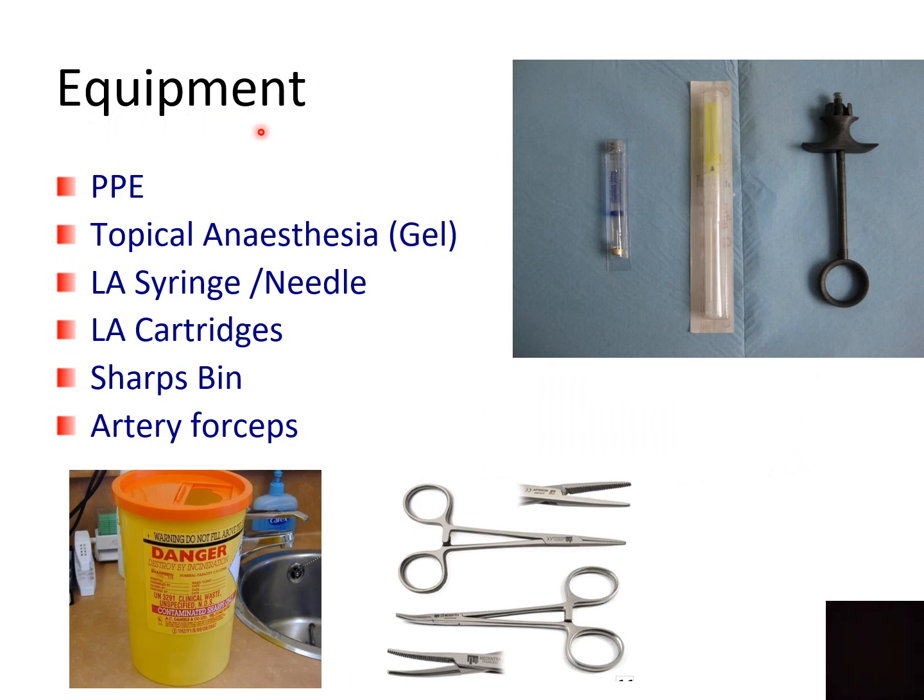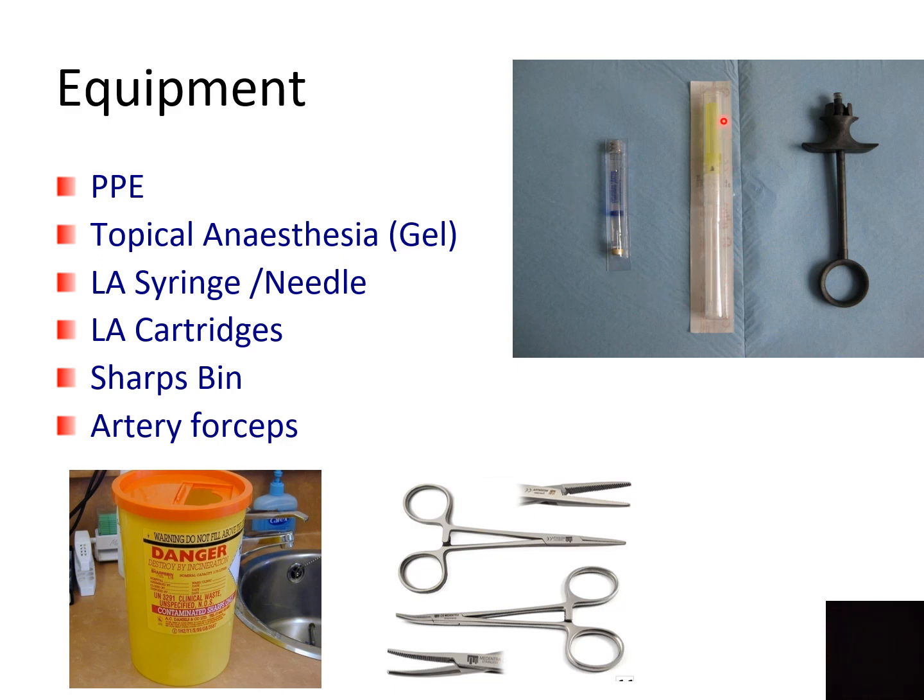We shall now look at the equipment you would need for administration of local anesthesia in the oral cavity. Obviously, you'll need your full PPE that includes your apron, gloves, mask, eye protection, and eye protection for your patients. You would need some form of topical anesthesia, which would usually be a gel. You also need your LA syringe and needle, and this is the Safety Plus syringe.